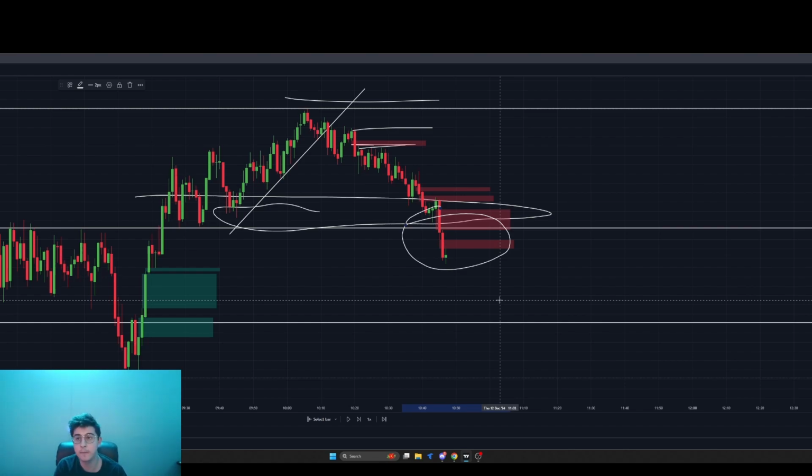We draw our support. We draw our resistance. Right? We understand when break of structure happens. Once break of structure happens, we can do two things: play the retest, or wait for a fair value gap to form and play that. So every single trade that we're entering, our risk to reward is on point.